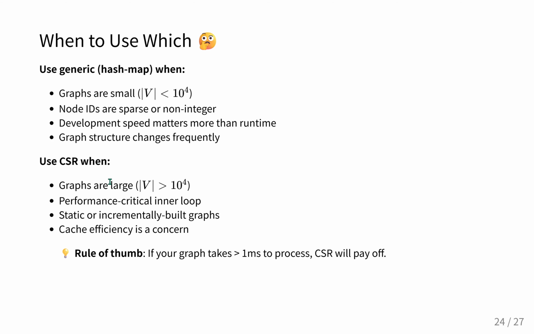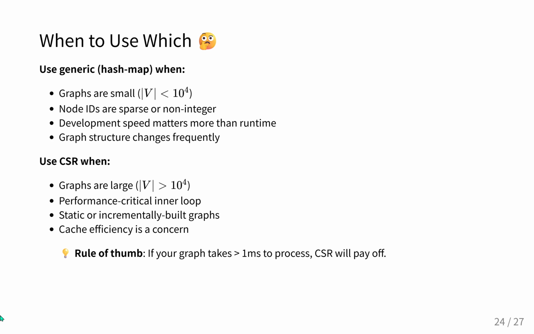You use CSR when your graphs cross that 10,000 node threshold. You use it when you are optimizing a performance-critical inner loop that runs millions of times. Right. You use it when your graph is static or only incrementally built, and most importantly, when cache efficiency is paramount. The presentation actually gives a really clean rule of thumb here. The 1 millisecond rule. Yes. If your graph takes more than 1 millisecond to process, the time investment to convert your data into CSR will easily pay off.